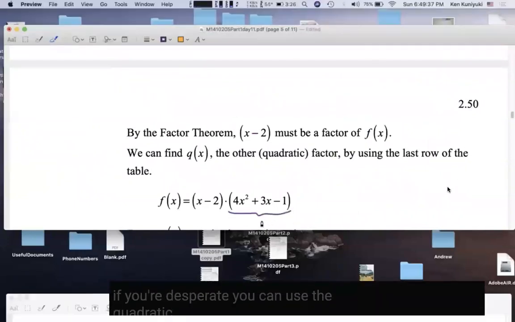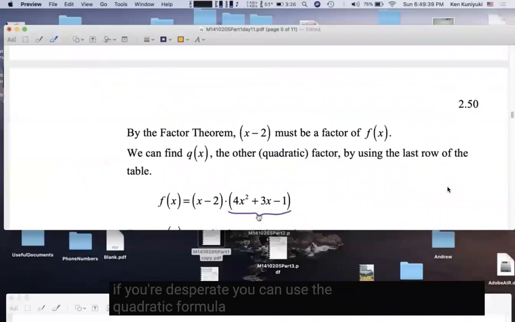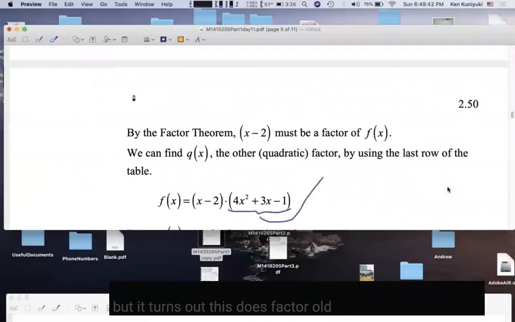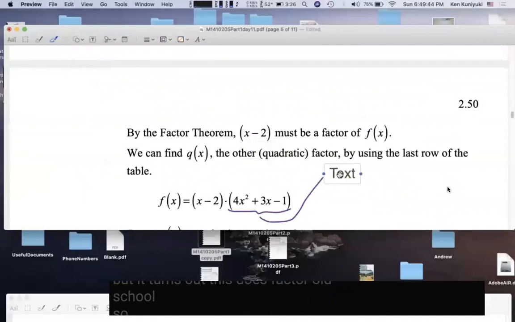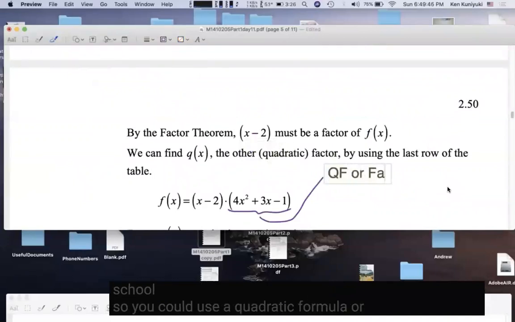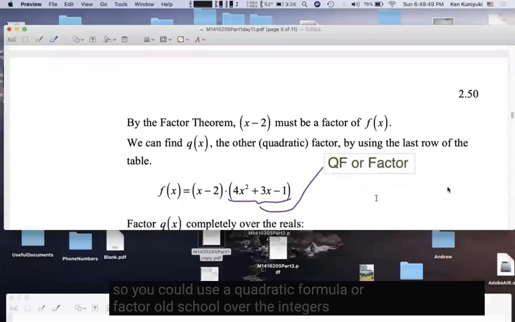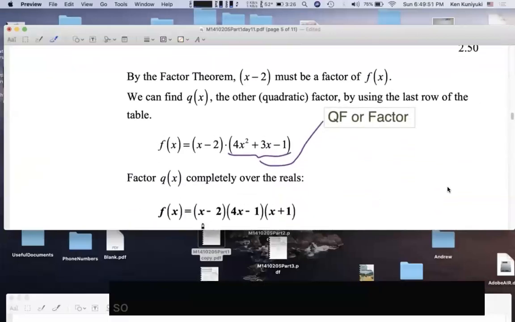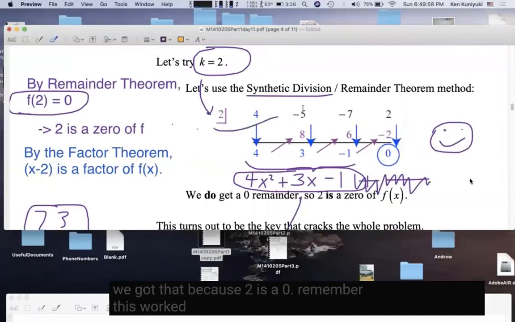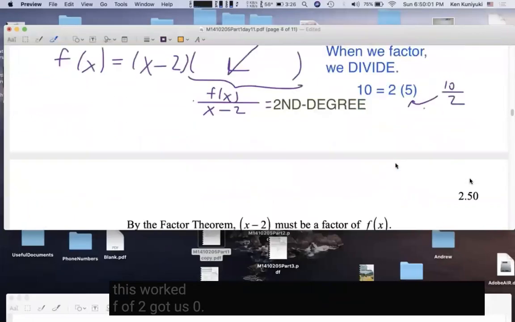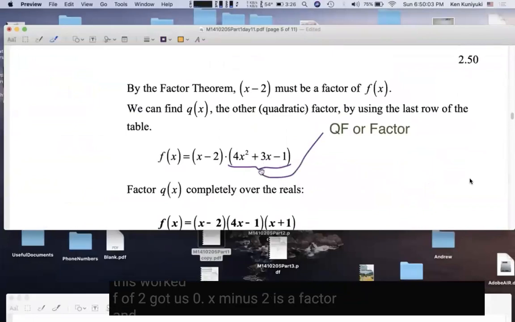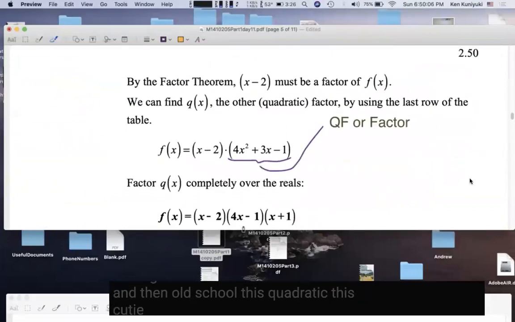If you're desperate, you can use the quadratic formula, but it turns out this does factor old school. So you could use a quadratic formula or factor old school over the integers. So we get f of x equals, don't forget x minus 2 from before. We got that because 2 is a 0. Remember, this worked. F of 2 got us 0. X minus 2 is a factor. And then old school, this quadratic, this cutie, factors as the factor 4x minus 1 times the factor x plus 1, in either order.